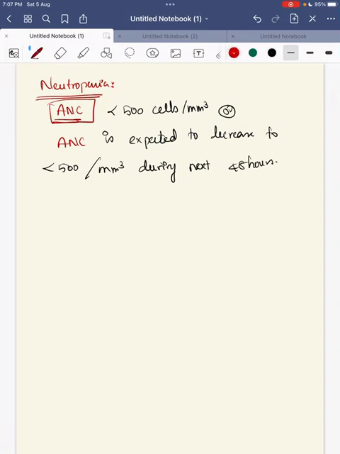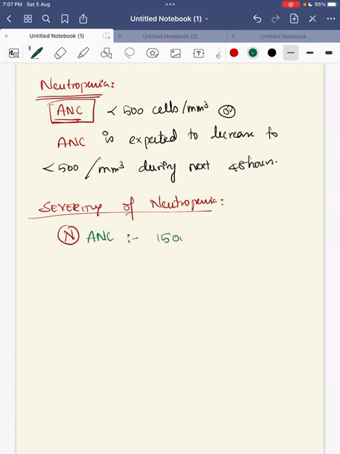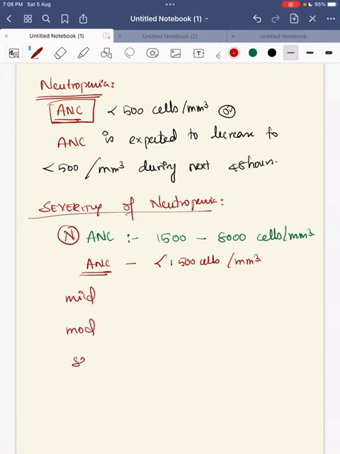We will see the severity of neutropenia. The normal absolute neutrophil count is 1500 to 8000 cells per millimeter cube. You call it neutropenia when the ANC is less than 1500 cells per millimeter cube. This can be mild, moderate, severe and profound.